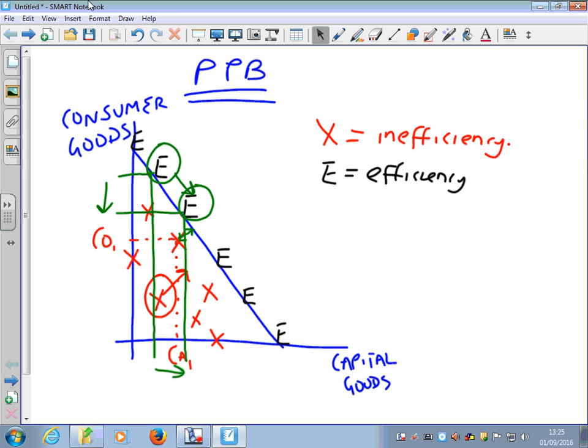Now there is one other thing I want to show on this line. Okay, let's call this point Y.